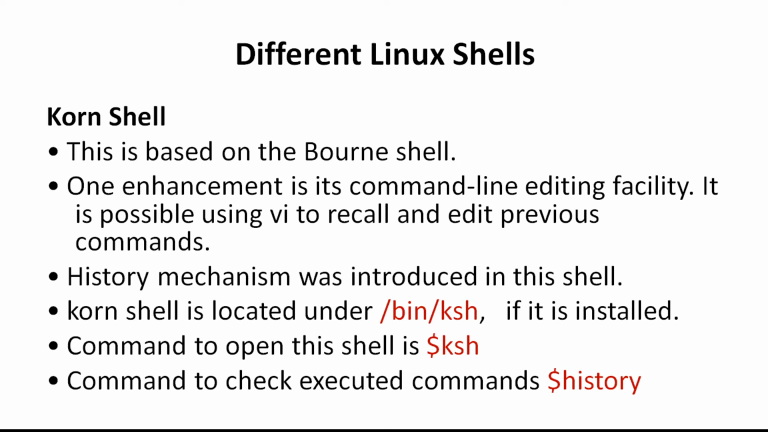The Korn shell is located under /bin/ksh, and this shell will be displayed only if it is installed. The command to open this shell is $ksh. To check all the executed commands from the history, we use the $history command.